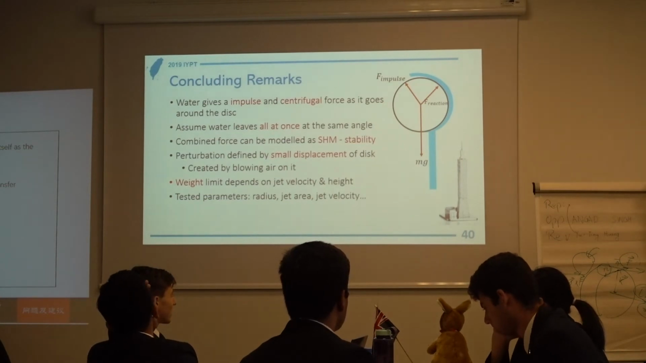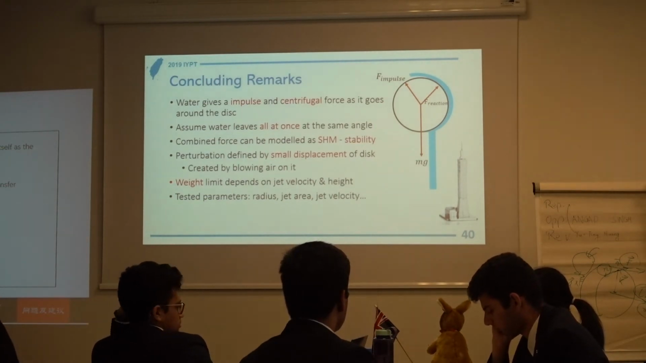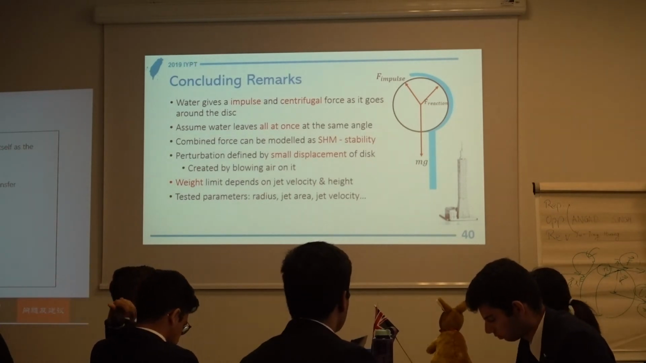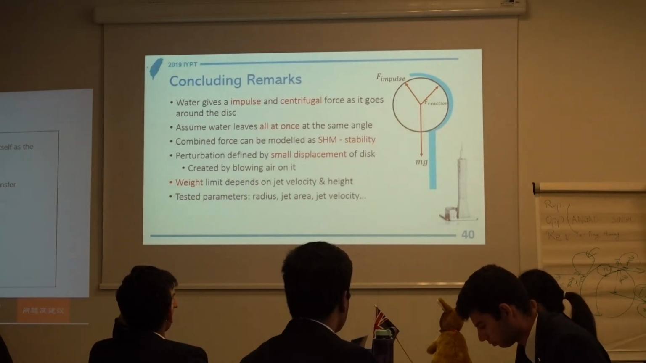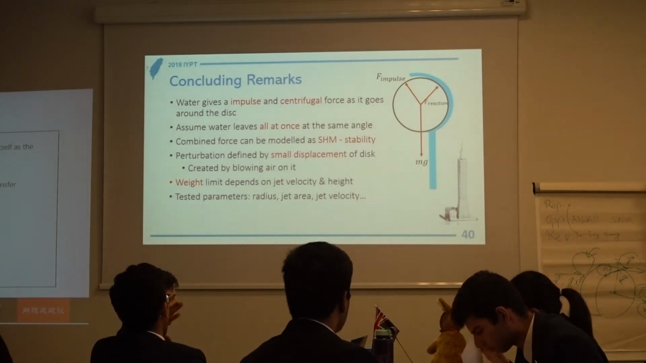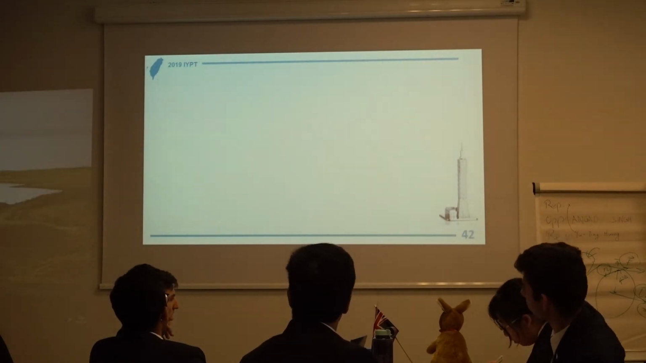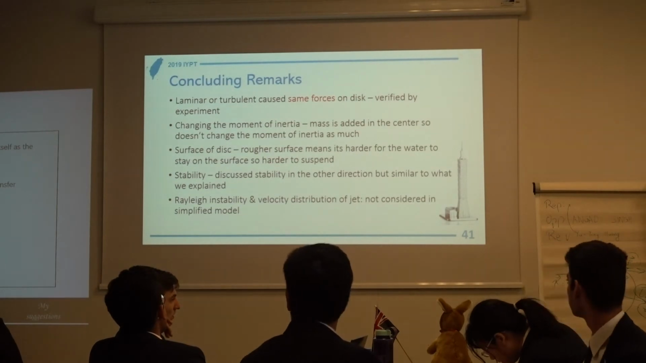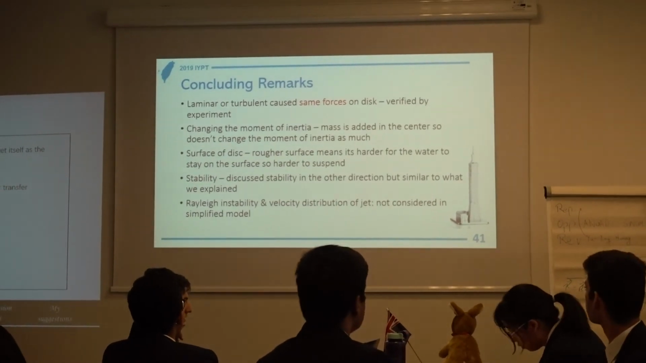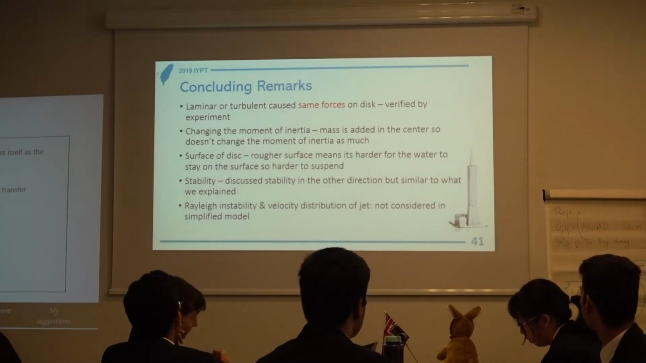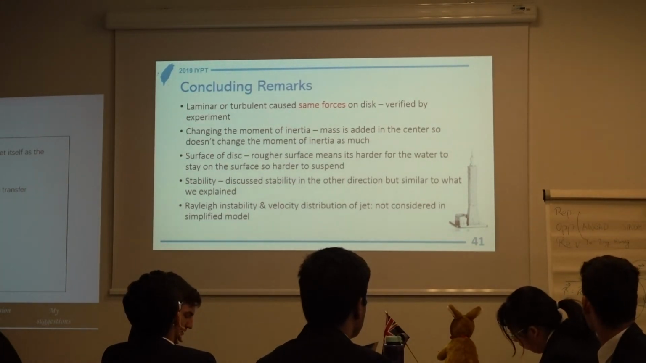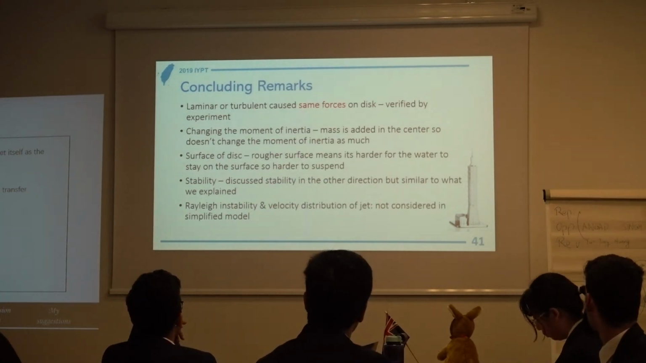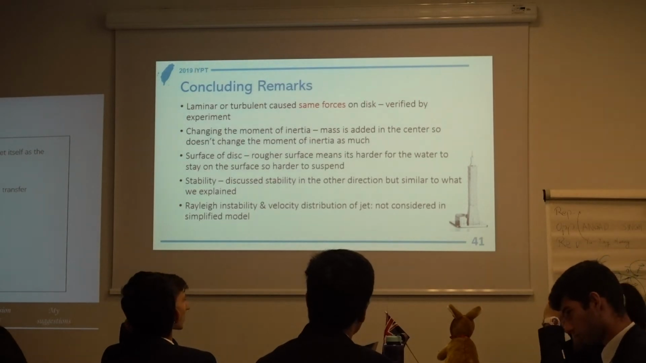And the weight depends on the velocity, and also the flow rate and the radius of the flow of the water jet. We have tested the parameters, which are the radius, the jet area, and also the jet velocity. And we have tested the forces with laminar flow and turbulence, which have the same effect on the disk. We are changing the moment of inertia, where the mass will be added on the center of the disk. I think that when it is added on the center, the moment of inertia will not be affected as much.